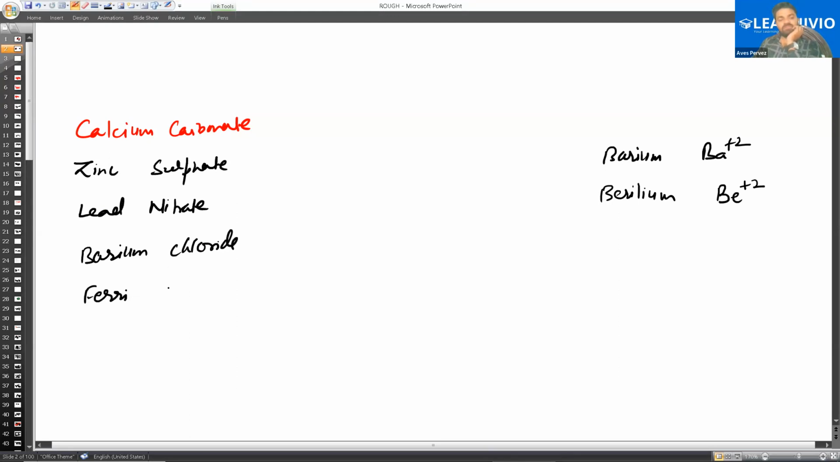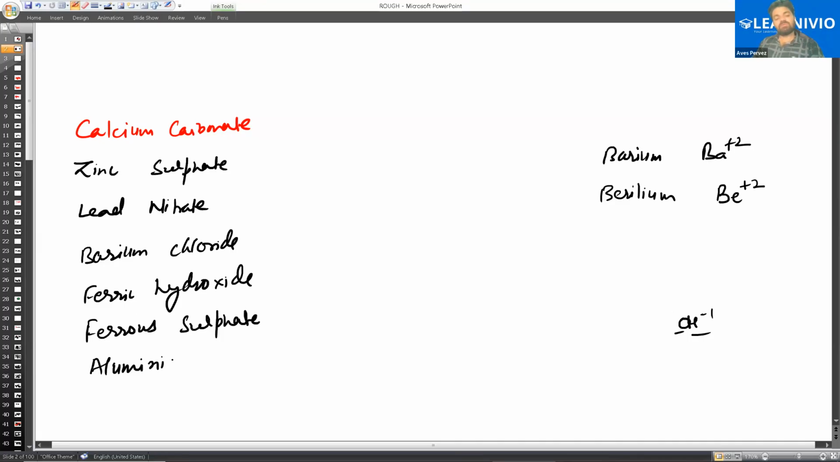ferric hydroxide. Except the other oxide, like sulfide is only single atom, nitride is single atom, iodide is single atom, except the hydroxide. Hydroxide is OH minus. It has two atoms, one oxygen, one hydrogen, and its valency is minus. Ferric hydroxide, ferrous sulfate, aluminium oxide, aluminium phosphate, potassium iodide.